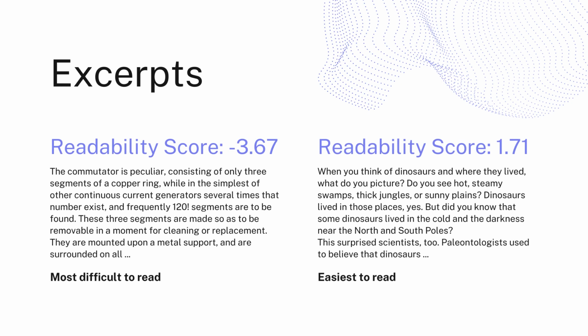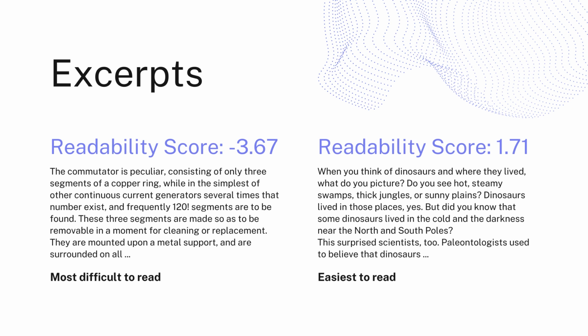Now, these are two excerpts that I picked from the dataset. On the left, we have a readability score of minus 3.67. This is the most difficult text to read in the dataset. If I read it, the commutator is peculiar, consisting of only three segments of a copper ring, while the simplest of other continuous current generators, and so on. You can see words like commutator, peculiar. The sentence formation is also a bit complex.